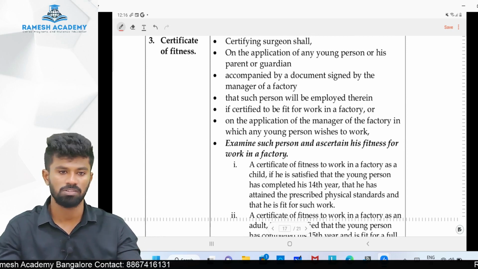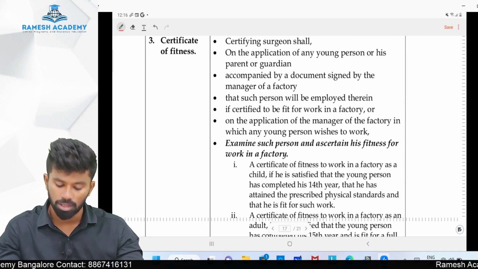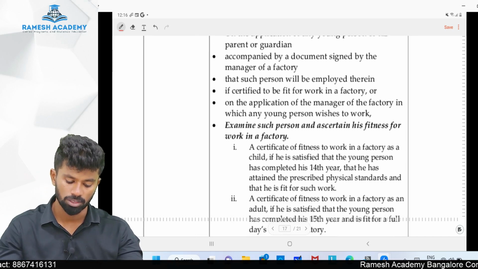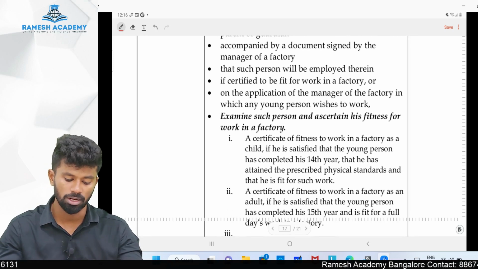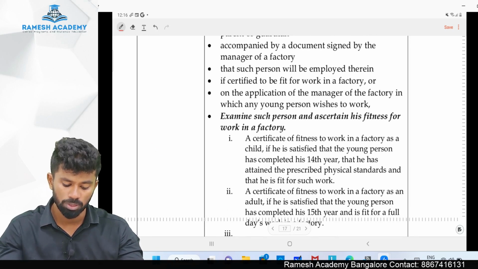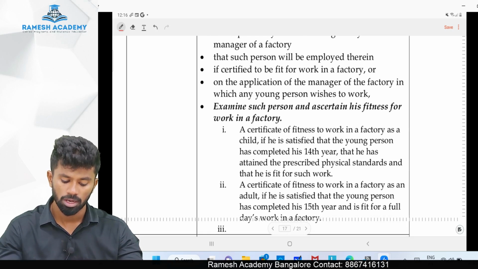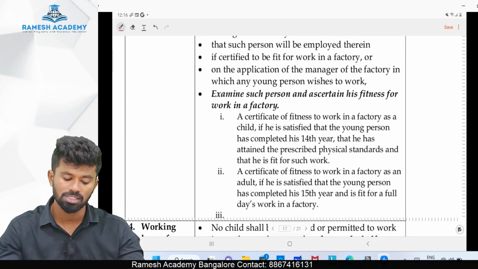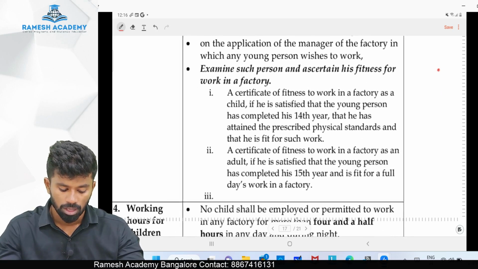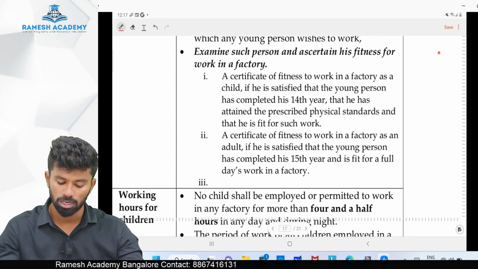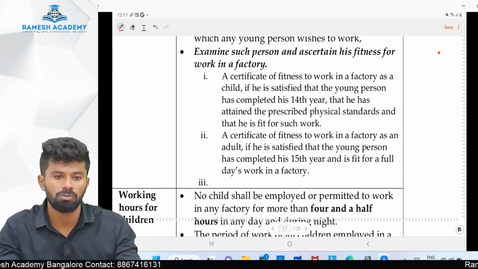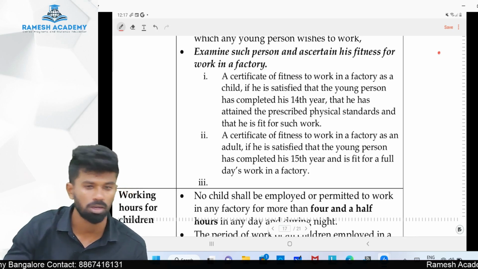Certificate of fitness, certifying surgeon. We discuss who is the certifying surgeon. On the application of any young person, or his parent or guardian, accompanied by a document signed by the manager of the factory that such person will be employed therein, or on the application of the manager of the factory in which any young person wishes to work, the surgeon shall examine such person and ascertain his fitness for work in the factory. A certificate of fitness to work in a factory as a child is granted if he is satisfied that the young person has completed how many years of age? 14 years of age, because below 14 years you can't work.